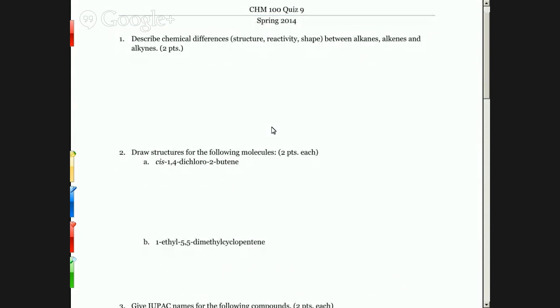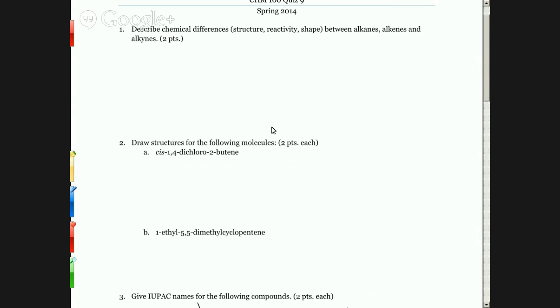All right, those are the major differences. You could also talk about saturation versus unsaturation, that alkenes and alkynes will have fewer hydrogens per carbon. You could talk about the bond lengths. Double bonds and triple bonds are a little bit shorter.